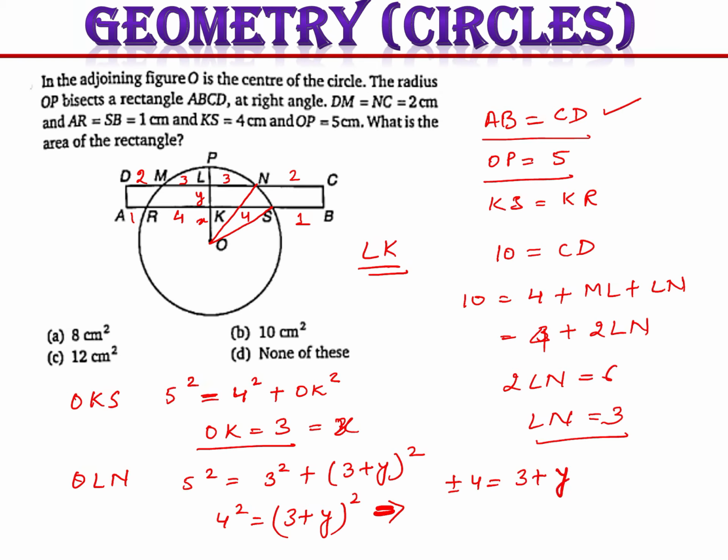Now y is a distance. Remember that y is a distance, it will not be negative. So we will take only the plus sign and we get y is equal to 1. So what is the area? Area is equal to 10 into 1, which is 10 centimeters square. A good question. I hope this question is clear to all. So we move to the next question.